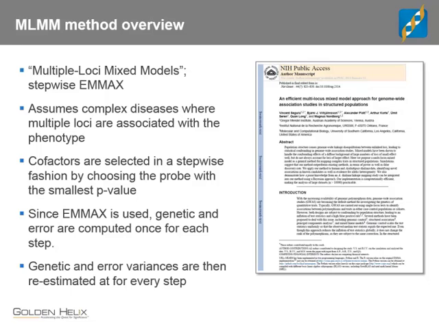Like EmmaX, MLMM assumes that the disease under study is a complex one, where multiple loci are associated with a phenotype. Loci cofactors are selected in a stepwise fashion by choosing the probe with the smallest p-value at each step and adding that cofactor into subsequent forward inclusion steps. Since EmmaX is used, genetic and error variances are computed once for each step, but re-estimated at every step.